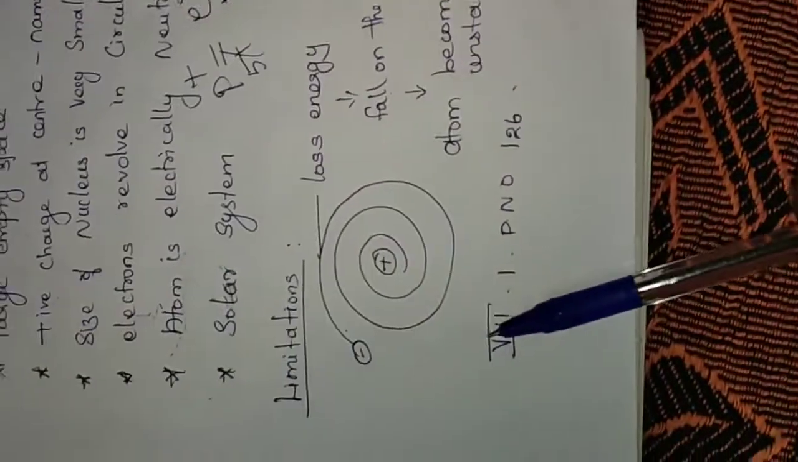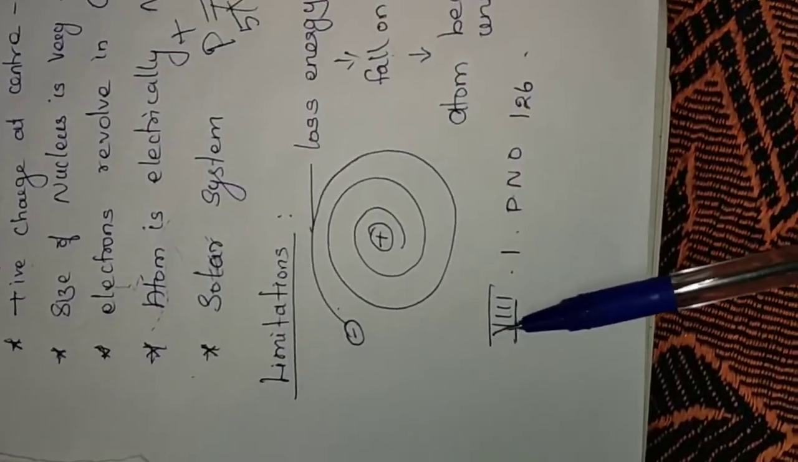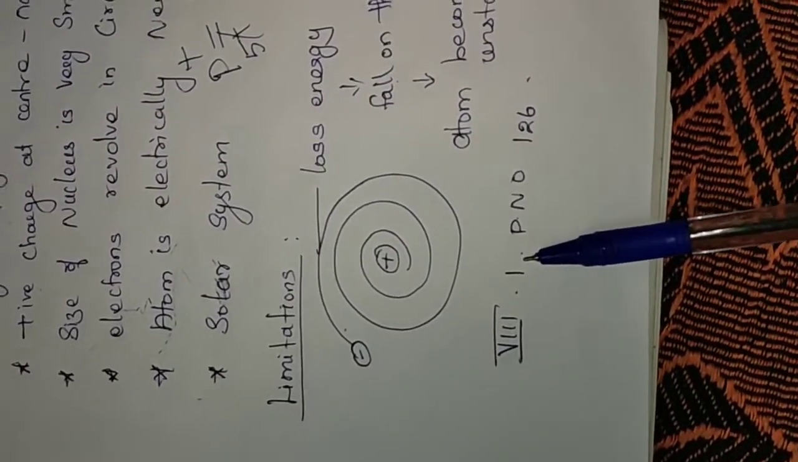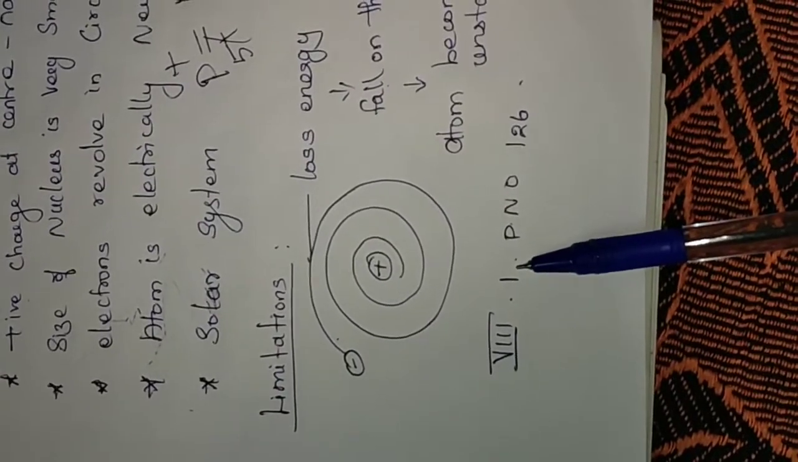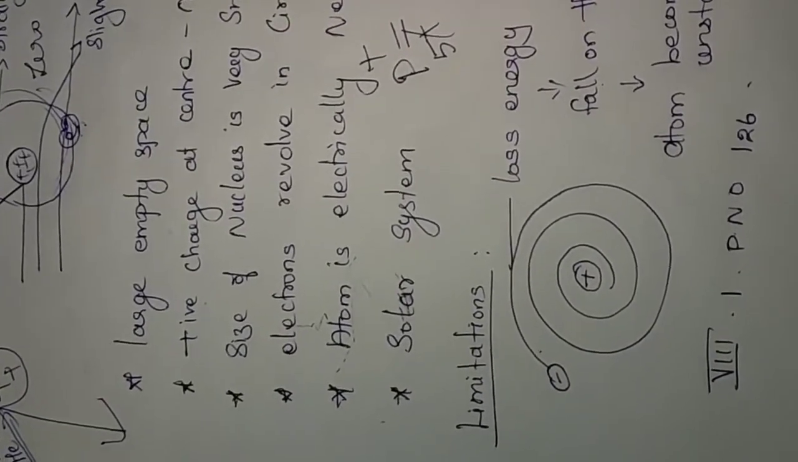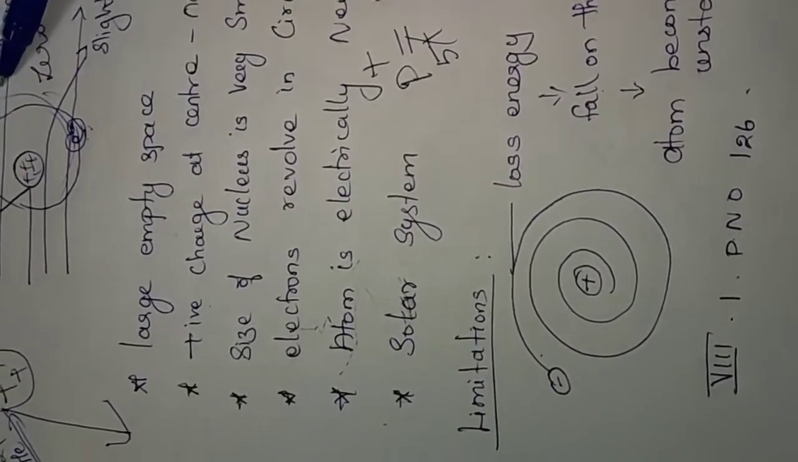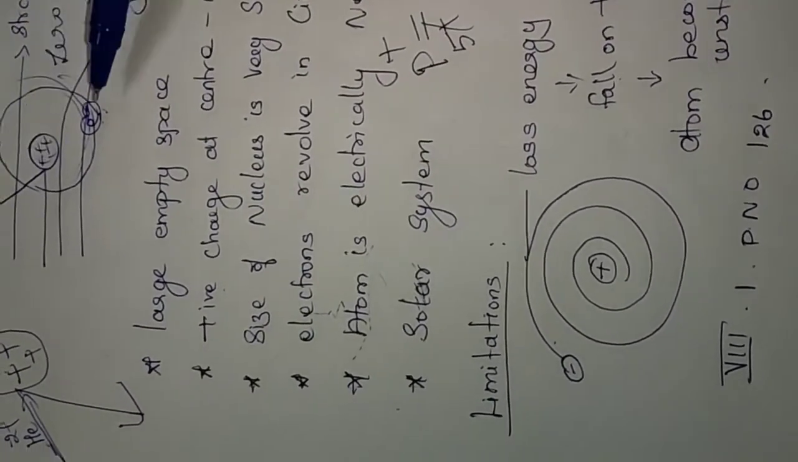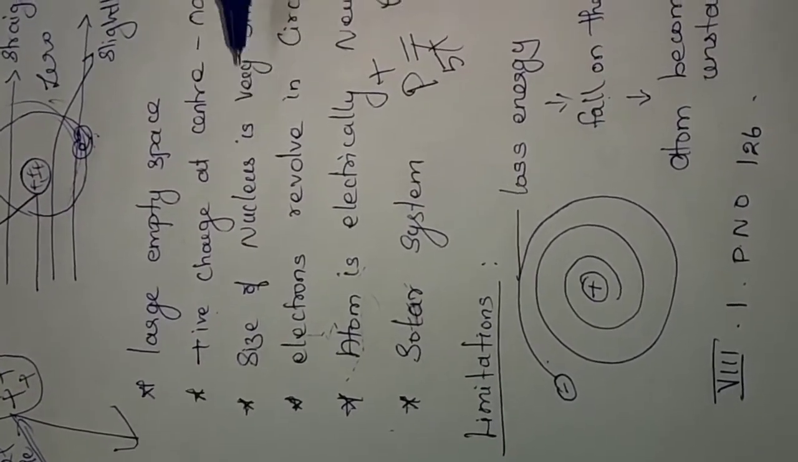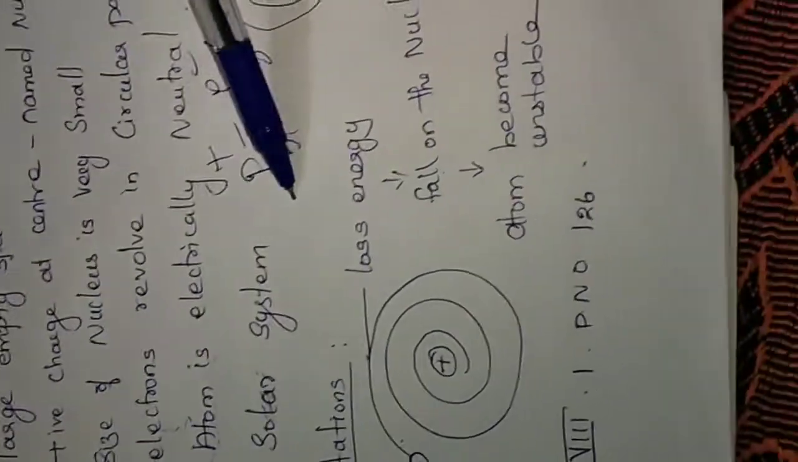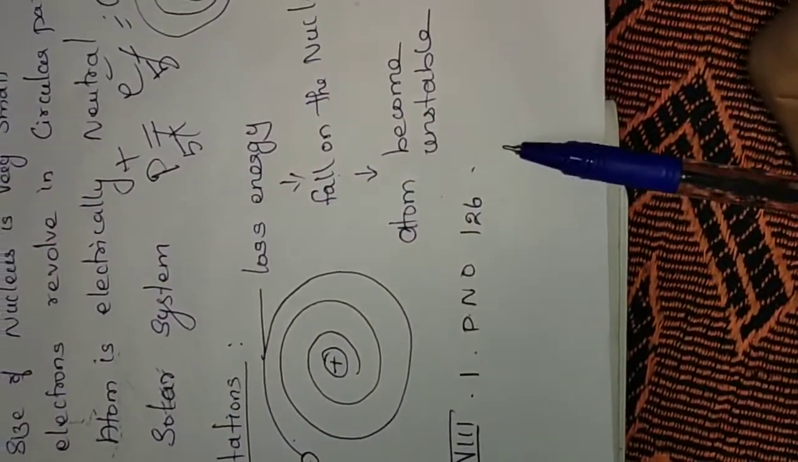So students, Roman number 8, take your books at the back. Evaluation part, Roman number 8, first question. What are the conclusions Rutherford made from the gold foil experiment? These are the conclusions he made from this. Large empty space, only the line went straight. Due to positive charge, it got bounced. And outside what will be present? Electrons. It is electrically neutral and it is compared with the solar system. This is the conclusion. So page number 126.